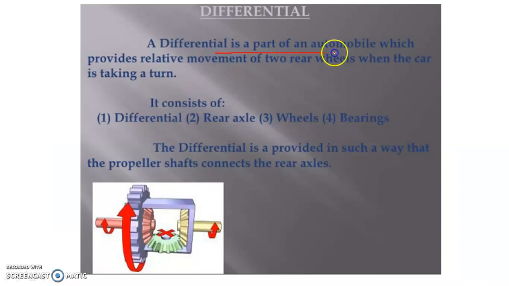So differential is a part of automobile which provides relative movement of the two rear wheels when the car is taking a turn. It consists of differential, rear axle, wheels and bearing. The differential is provided in such a way that the propeller shaft connects the rear axles.